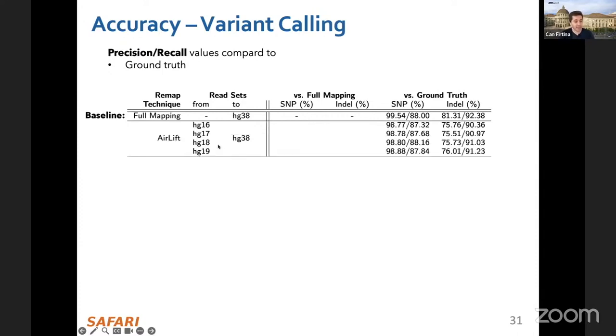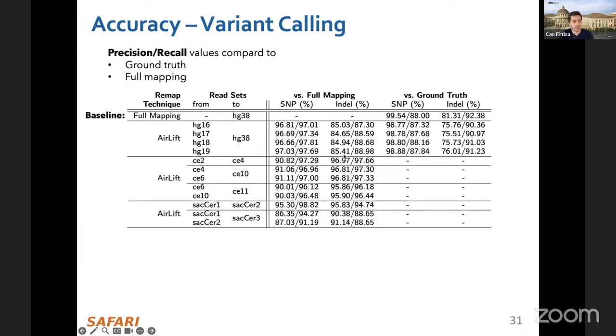And we do the same for AirLift by moving the reads from HG16 to 38, again, by using all the older versions of the human genome. And we generate, again, the accuracy results by looking at the ground truth values. We also compare the variant calling results that AirLift generates with the variant calling results that the full mapping generates. We again generate the accuracy results for that. And for all other data sets, which are the worm and the yeast data sets, we don't have a ground truth variant calling for that. But for those, we compare our variant calling results that AirLift generates with the full mapping variant calling.